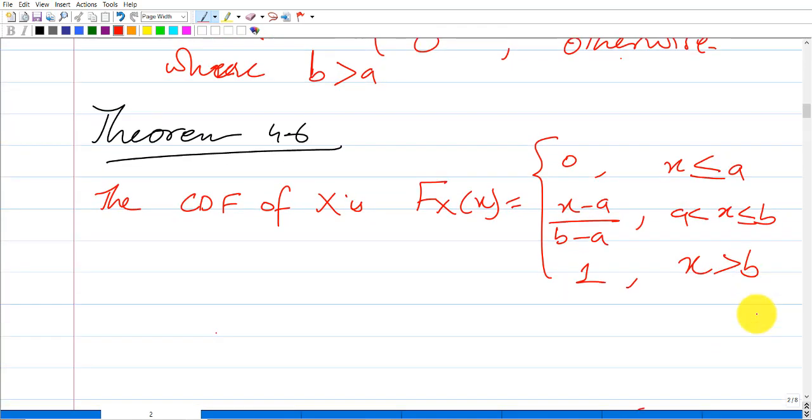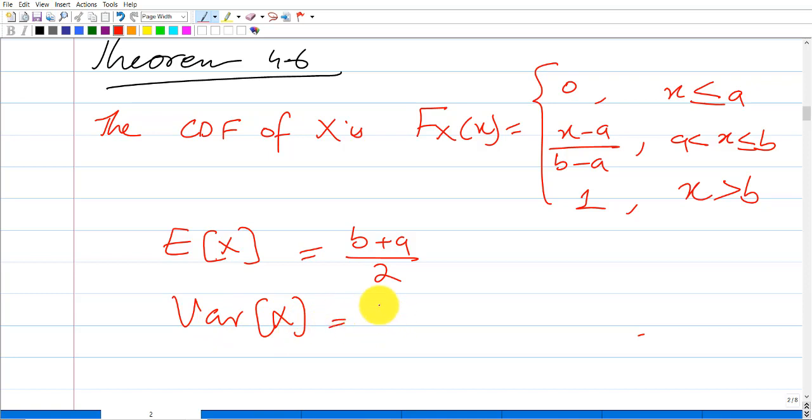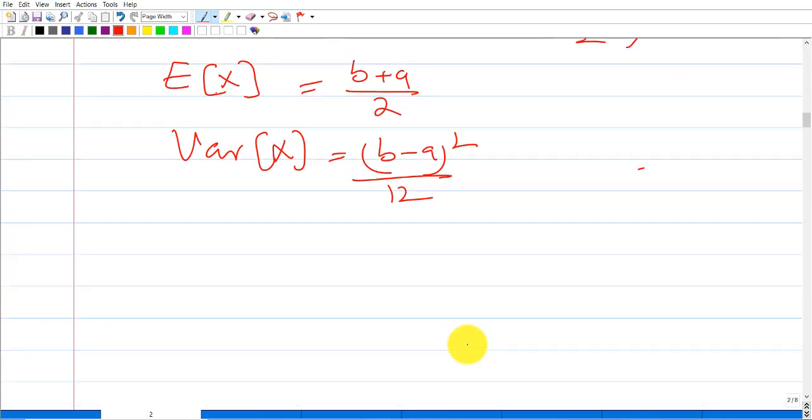Similarly, the other parameters of interest for us are the expected value of X, which is defined as (b plus a) over 2, and the variance of X, which is (b minus a) whole squared over 12. We don't need to prove these values for the uniform random variable. So let's look at an example to better understand how we can utilize these formulas.